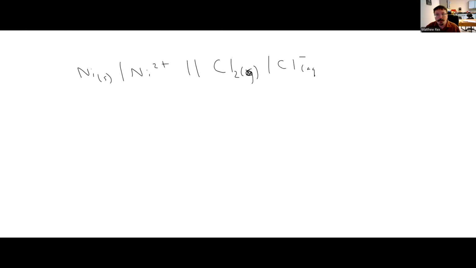Since chlorine is a nonmetal and it's not conductive, our cathode is glassy carbon here. But that's just the electrode that's not going to participate. So the balanced equation is going to be, like I said, nickel is being oxidized to nickel 2+, where we would be losing 2 electrons. And then chlorine is being reduced.